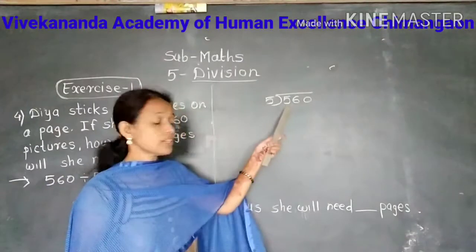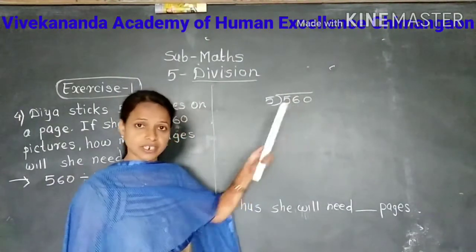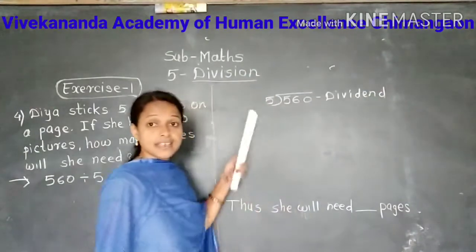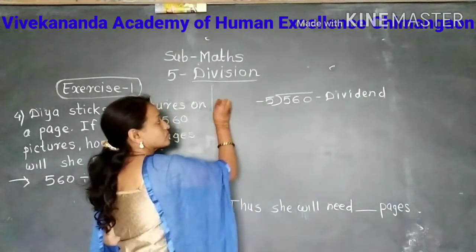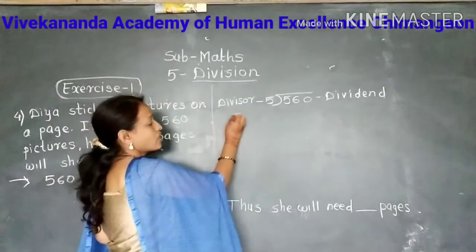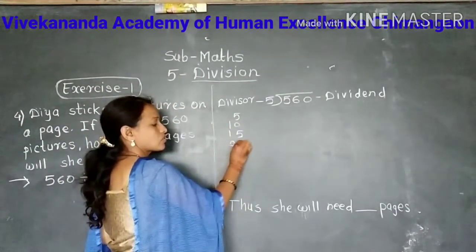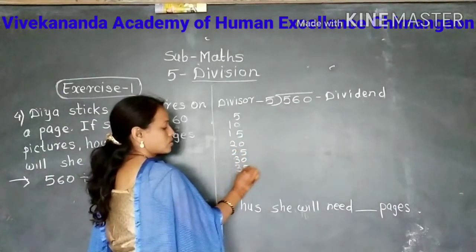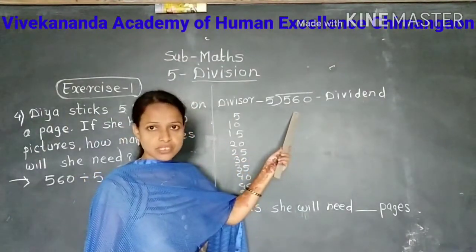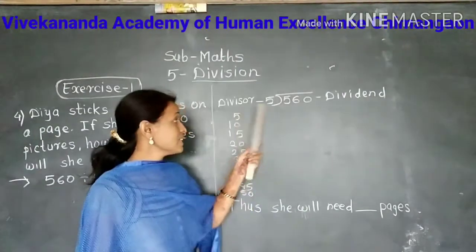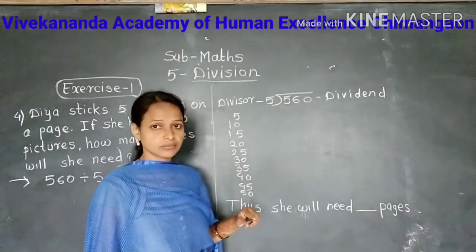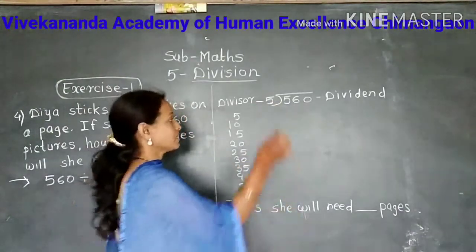So we will divide 560 by 5. Look here, 560. So 560 is the dividend and 5 is the divisor. Okay, now first we will write the table. 5 ones are 5. Okay, now we will start from the leftmost digit. The leftmost digit is 5. Okay, and 5 is a multiple of 5. So 5 ones are 5.